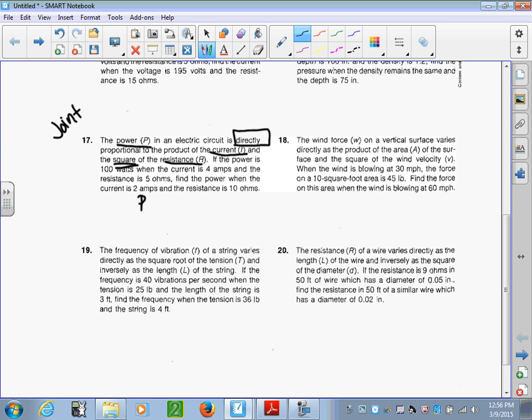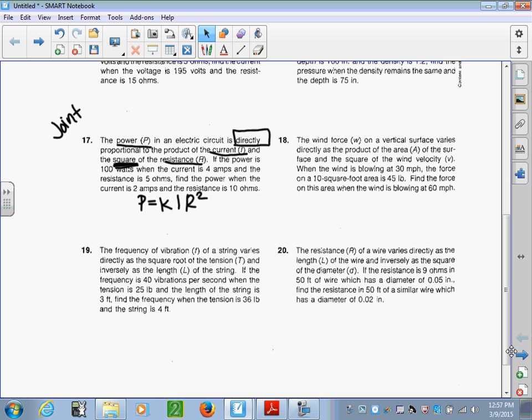The power P equals, and it's a direct relationship, so I know direct is K times the current. Current would be I. So K times the current times the resistance squared. Okay, remember it says squared right here. So I'm going to do R squared. Alright, so there's my equation. So now I'm going to plug in what is given to me so I can find my constant of variation. Then I'll use that constant of variation, plug it back into the original, and use it to solve for whatever it's asking me to solve for.